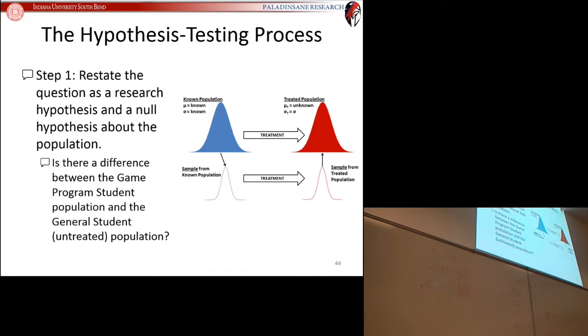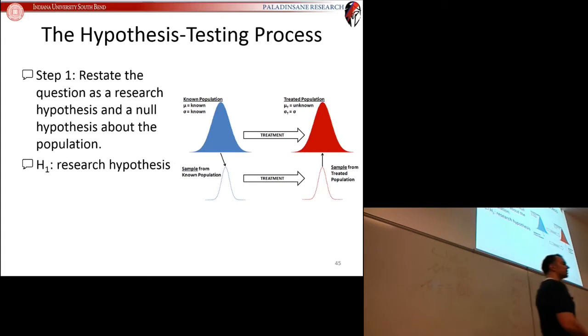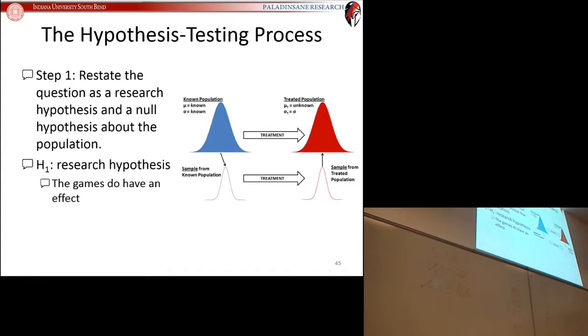This English sentence cannot be tested statistically. We translate it into a research hypothesis. The research hypothesis is that the games do have an effect. Our games program does change self-esteem. And we write that by saying that the mean self-esteem for the games program population does not equal the mean self-esteem for the general population. If the mean of the self-esteem for the games population does not equal the general population, that means that our treatment did something.